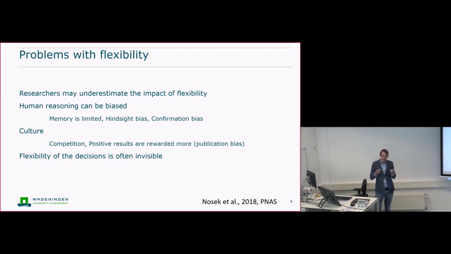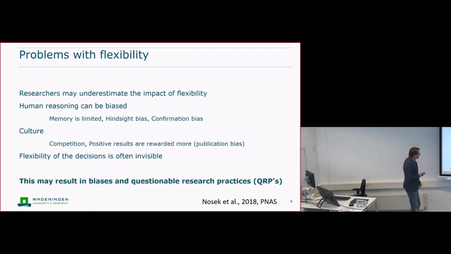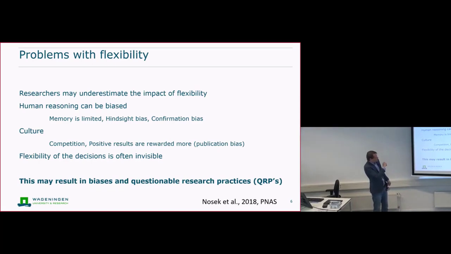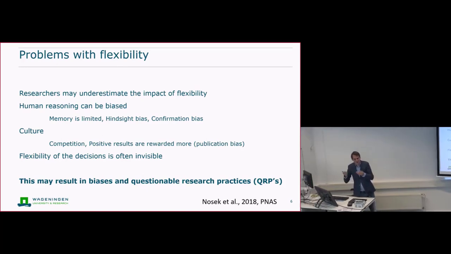And I don't say people intentionally do this wrong, but it can unconsciously go wrong. And then you cannot evaluate the credibility anymore of the results, because you do not know, is there some confirmation bias in there, some hindsight bias in there? Did they make all the decisions really well? And so this may result in biases and questionable research practices. And questionable research practices means that you try to look for a certain result by adding or removing certain variables from your statistical analysis, for example, in order to observe a certain result.